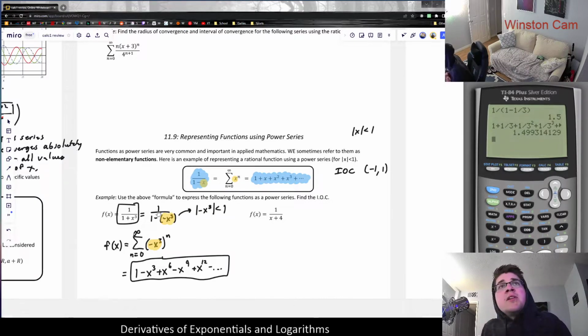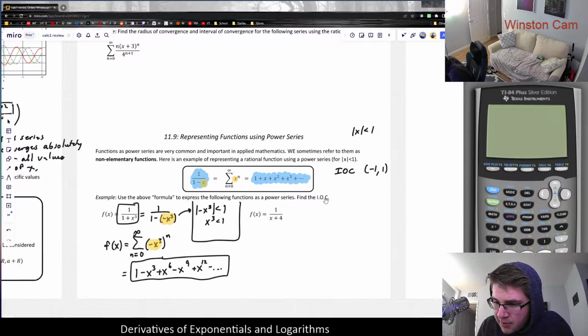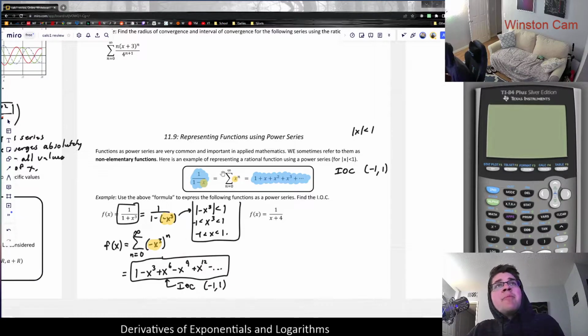is not being altered. But notice if I replace this for its IOC, I would have negative x cubed is less than 1. Again, the absolute value of a negative will be positive regardless. So what I would have is x cubed must be less than 1 and greater than negative 1. And if I took the cube root of everything, I would have essentially the same thing. Basically, this would have the same IOC as the original, negative 1 to 1 for this power series, simply because it's going to match with this one. But it's something you can't overlook, and it is not always going to be the same. So actually in the next example, you see the interval of convergence is different.